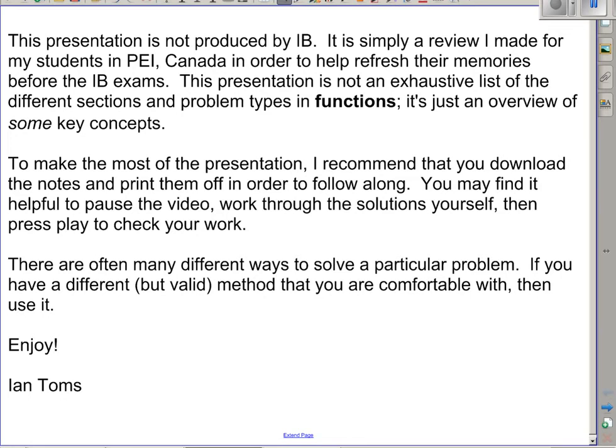To make the most of the presentation, you can download the notes with the link below and print them off. You might want to actually do the work in advance and then treat the presentation as a way to check your work. I want to bring your attention to the fact that there are a lot of different ways generally to solve a problem. So if you have a different way that you've been taught that makes more sense to you, by all means, please do that.